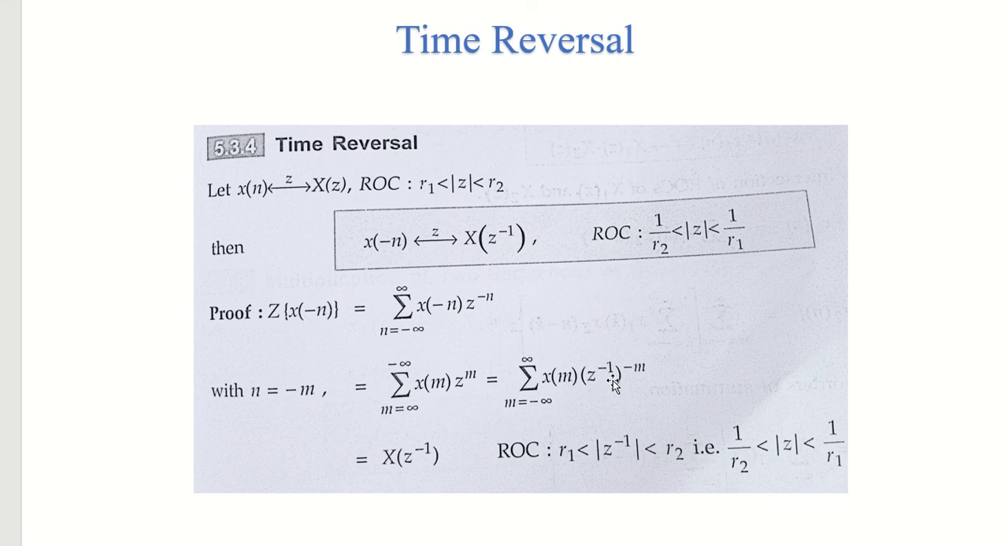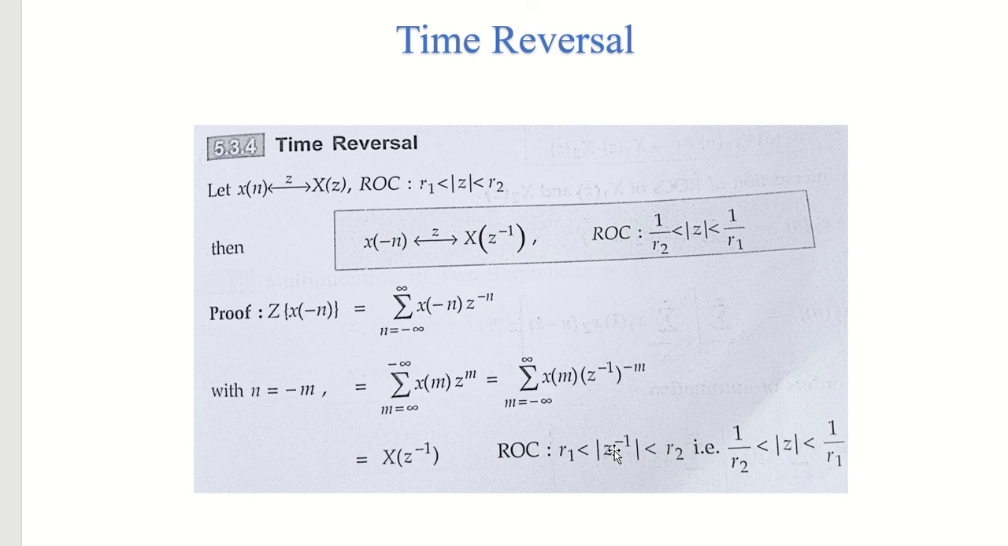See, we are having z inverse, x of m, and z inverse raised to minus m. So it is the z transform of x of z inverse, right? Instead of x of n, we are having x of m here. And as it was z transform, we can write it the other way, the ROC 1 by z.